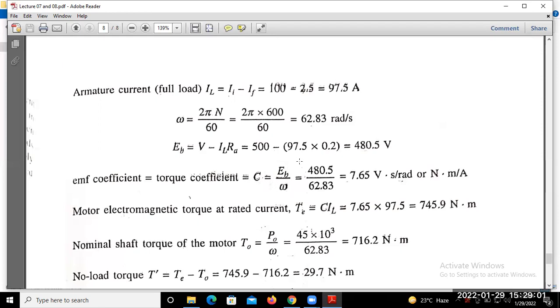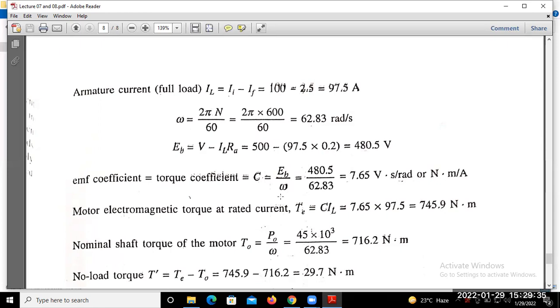Just put here the value of Eb that you found, 480.5 volt, divided by omega equal to 62.83 radian per second. So this EMF coefficient is nothing but 7.65 volt per radian per second, that is Newton meter per ampere.